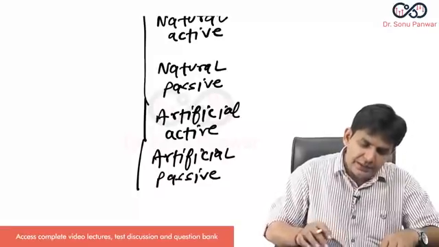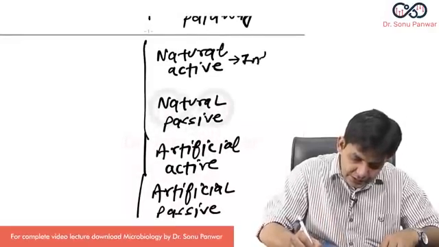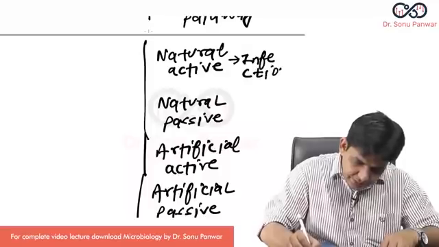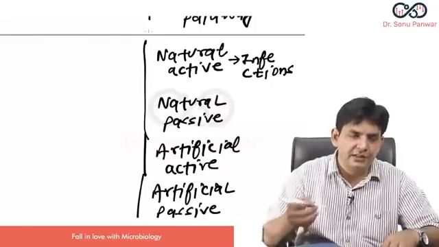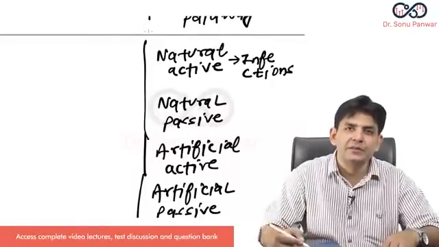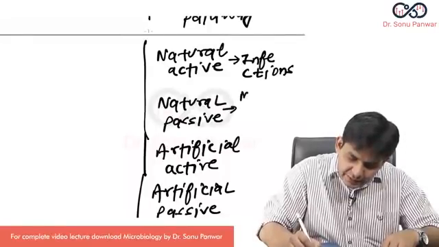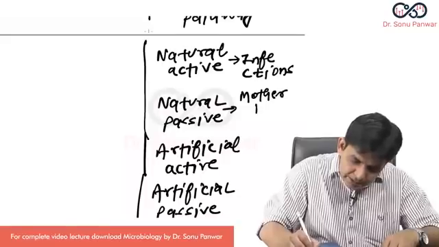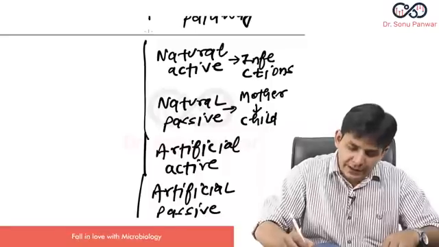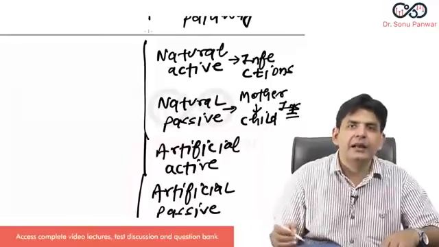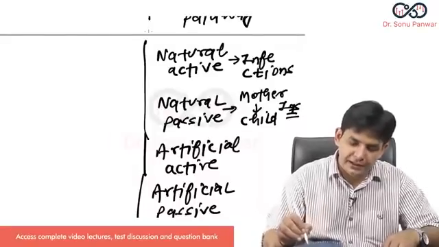So remember in this, the example of natural active is obviously what? Infections. Yes or no? The infections which happen by natural route, against that the body produces what? Antibodies. So that is natural active. Natural passive is what? Natural passive is the things which we get from mother to child, transmission of immunoglobulins. Natural route, and we are not doing anything. That's a gift from the mama. So that is natural passive immunity.